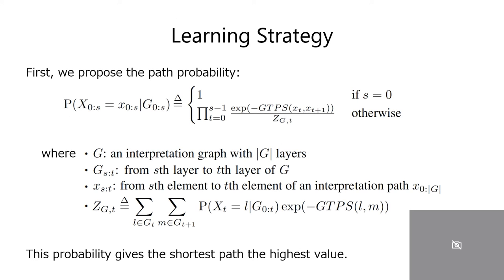Then we have to learn the values in those tables so that the shortest path in the interpretation graph indicates the most plausible interpretation path. So we propose this formula to calculate path probabilities. This probability is designed to give higher values to the interpretation paths with the shortest total distances. So we want the ground truth interpretation path to have a greater path probability than any other candidate path.